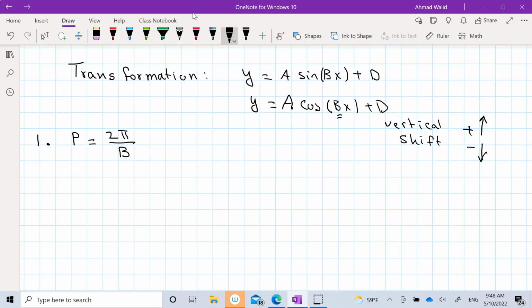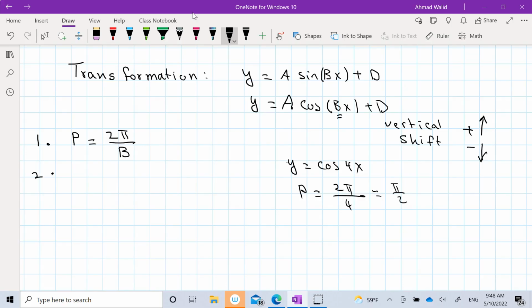For example, let me show you how to find the period. For example, you have y equals cosine of 4x. Your period will be 2 pi over B, which is 4, which gives you pi over 2. That will be your period, correct?